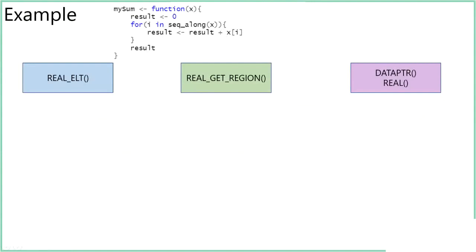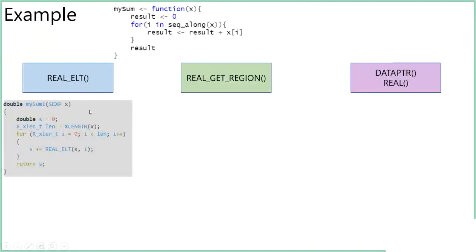And now let's go to the C level to see how we implement it. For simplicity, we just assume the vector is a numeric vector. For an integer vector, there's another set of functions to access the elements of the vector. And we have three most popular R C APIs to access the data of the vector. For the element function, here's the implementation, my silly sum function 1.